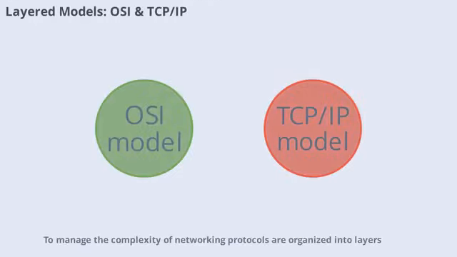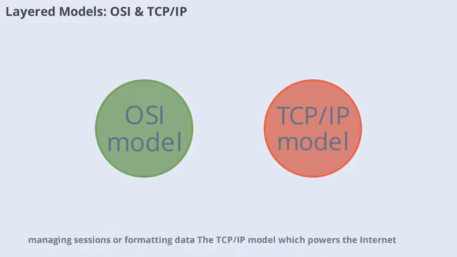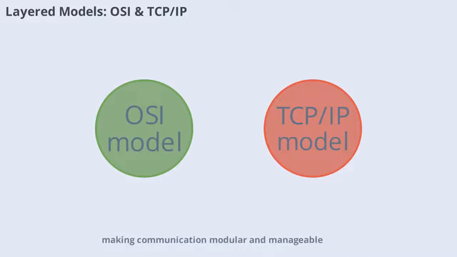To manage the complexity of networking, protocols are organized into layers. The OSI model has 7 layers, from the physical hardware up to the applications we use. Each layer has a specific role, like handling data transmission, managing sessions, or formatting data. The TCP/IP model, which powers the internet, simplifies this into 4 layers: application, transport, internet, and network. Each layer adds or removes headers as data moves through, making communication modular and manageable.